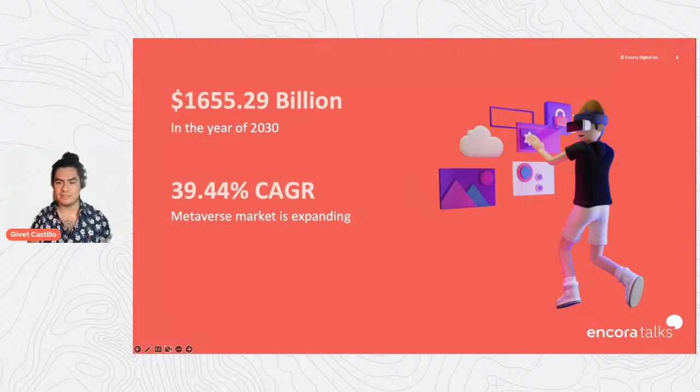So the market is expanding. We are expecting a compound annual growth rate of 39.44%. For those who don't know, the compound annual growth rate is the rate of return that would be required for an investment to grow from its beginning balance to its ending balance. So this is absolutely huge.